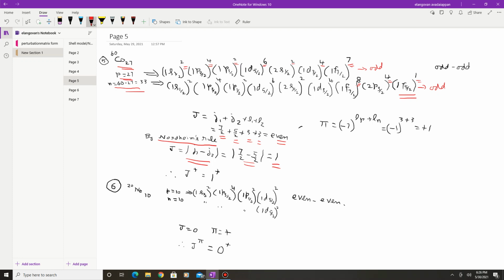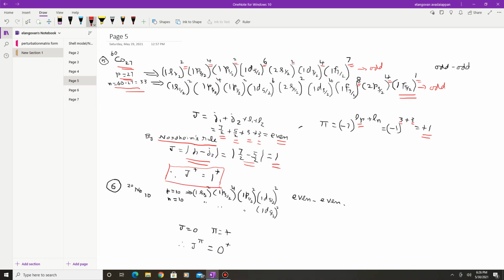Parity is (-1) to the power Lp plus Ln. The angular momentum corresponding to the proton, since it is in the f state, is 3. For the neutron also it is in the f state, this is 3. So (-1) to the power 6 is a positive value. So that is the parity. Therefore this is the result.